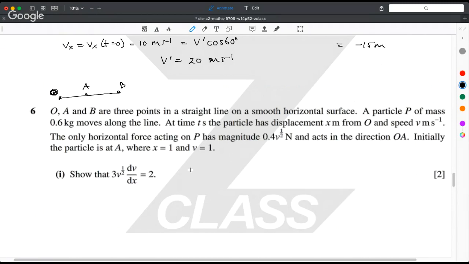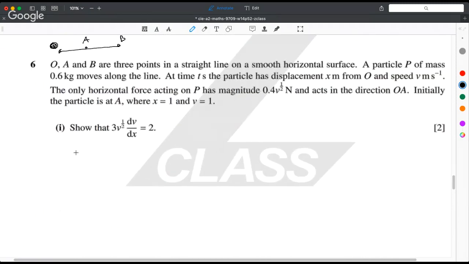As usual with these things, you should know Newton's second law and what that looks like with derivatives. So we have F is equal to ma, and acceleration is just dv/dt. And we're told that the force looks like that. So this is 0.4 v to the 1/2.